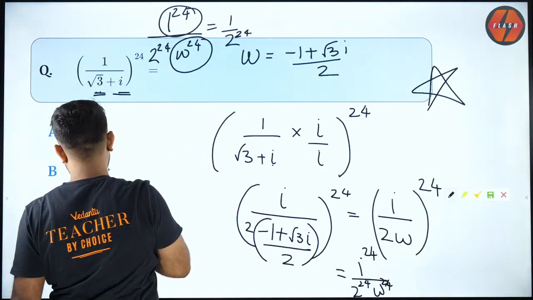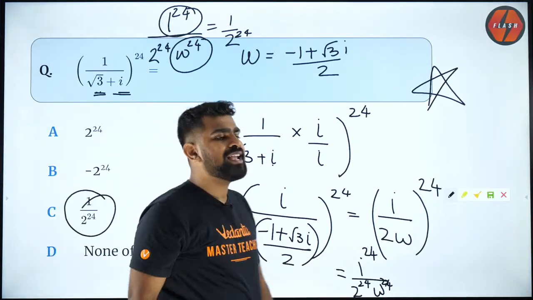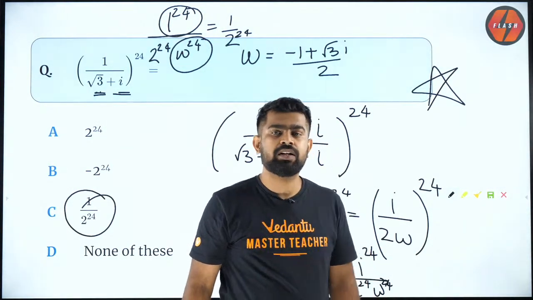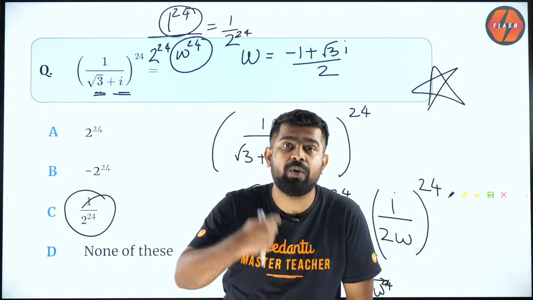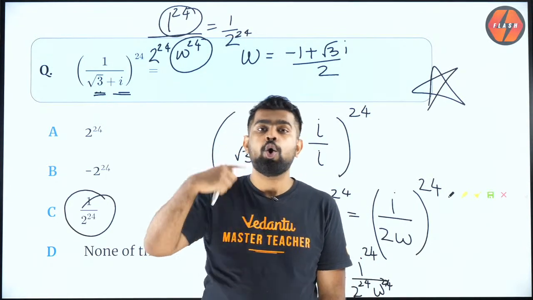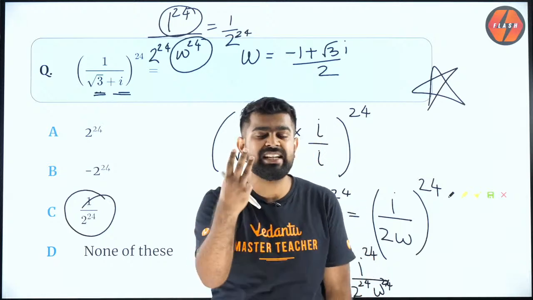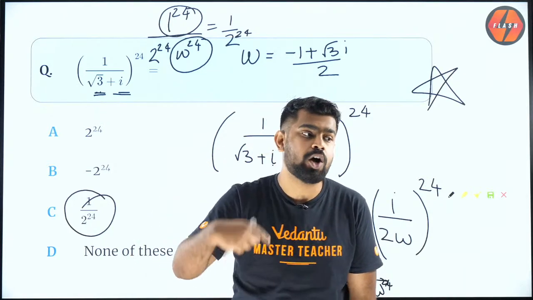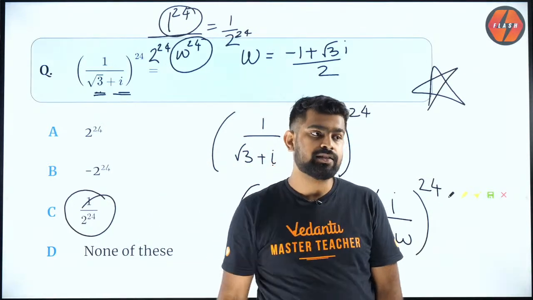So that is why it is option C. Why is i to the power 24 equal to 1? Because i cycles with powers of 4, so i to the power 24 is 1. Omega cycles with powers of 3, so omega to the power 24 is also 1. That is how you solve it.